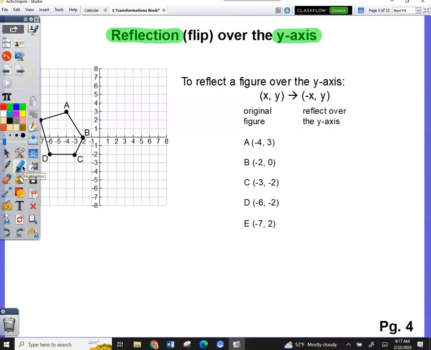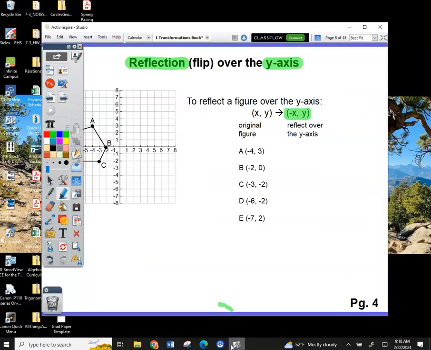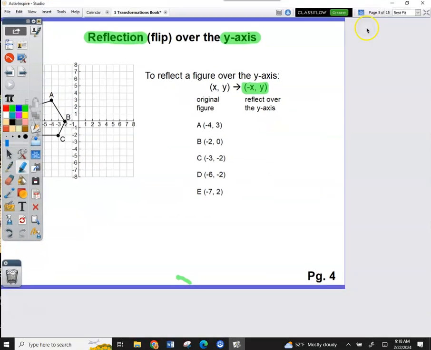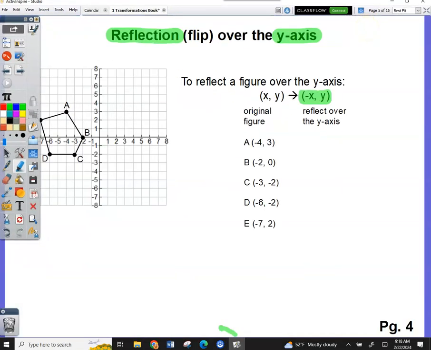Let's highlight that the rule has a sign change only on x. Has a sign change on x. And I would like you to find the y-axis, either highlight it or draw your dotted line. And now I'd like you to graph the reflection.